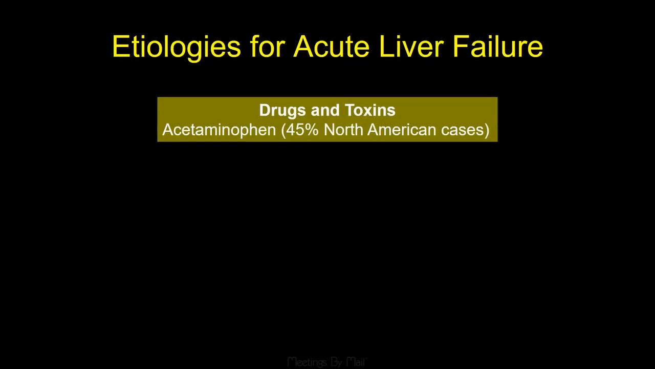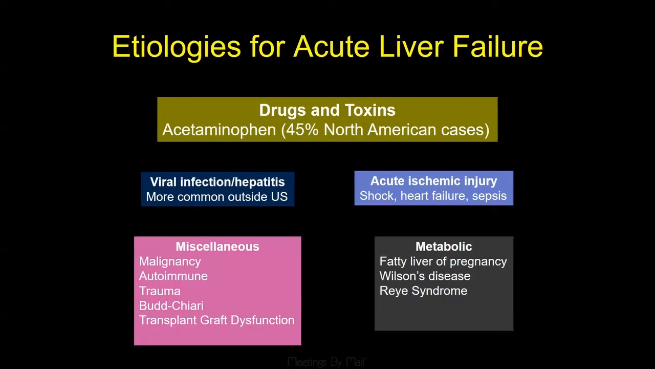Now I'm going to talk about some of the common etiologies for acute liver failure, and the most common etiology in North America is acetaminophen. Other drugs and toxins can also cause acute liver failure. Viral infection and hepatitis, such as viral hepatitis A, B, and E, are some of the main causes outside of the US and in some third world countries. Other etiologies include acute ischemic injury, metabolic diseases, and then miscellaneous causes including malignancy, autoimmune disease, trauma, Budd-Chiari, and transplant graft dysfunction.